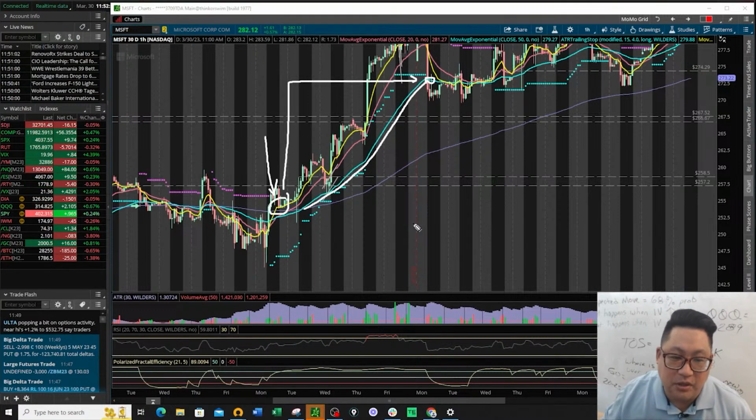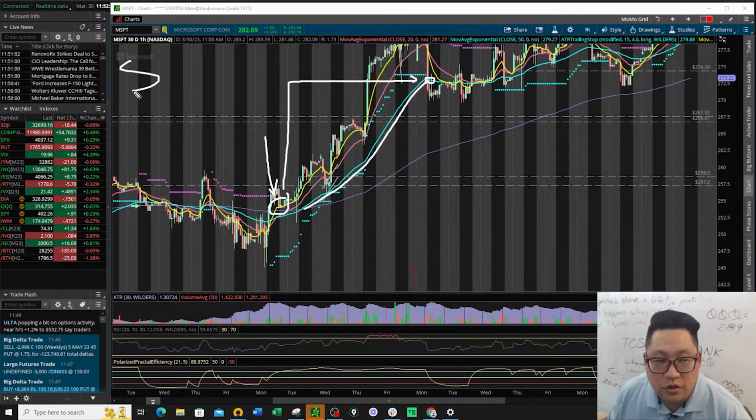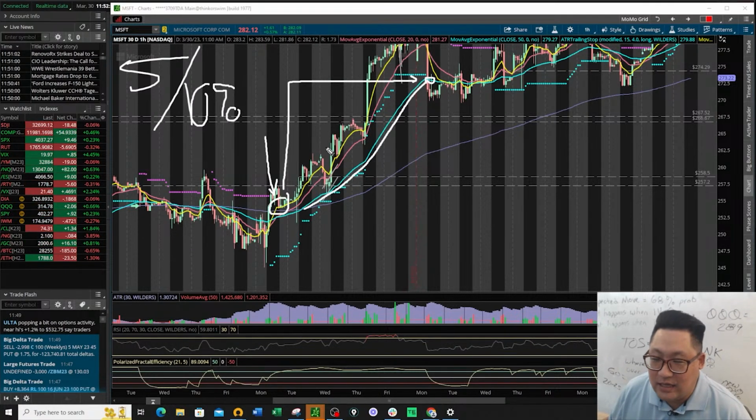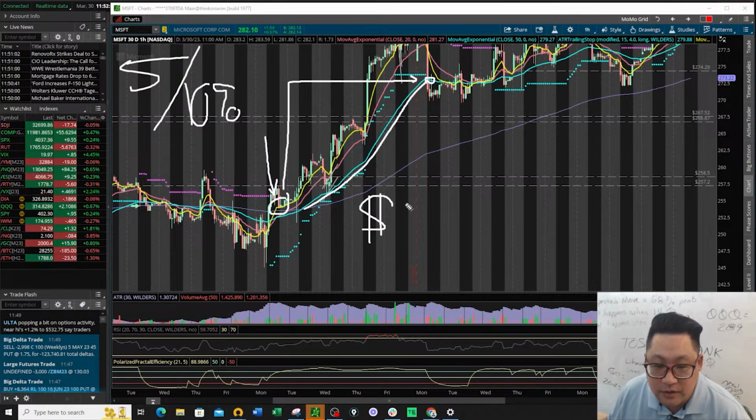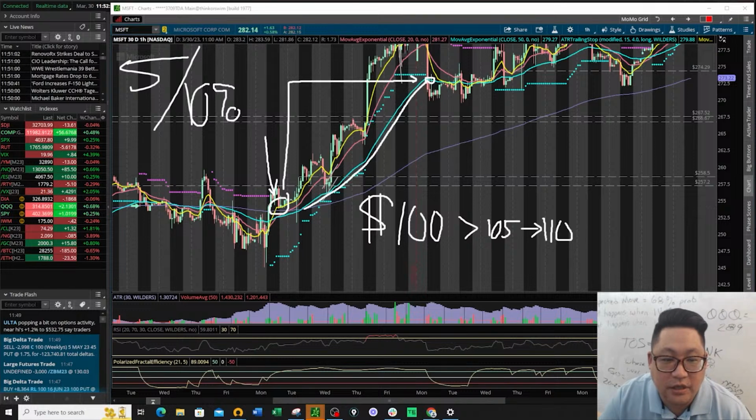So this was a simple example of entry and stop management. But what about taking profits? So, there are cardinal rules where you could actually take your first half at 5% and your second half at 10%. And this is not the option. This is the stock price. So, for example, if the stock was $100, right? That means you're taking profits at 105. And if it works its way higher, you are cashing out at $110. A 10% gain is pretty good.